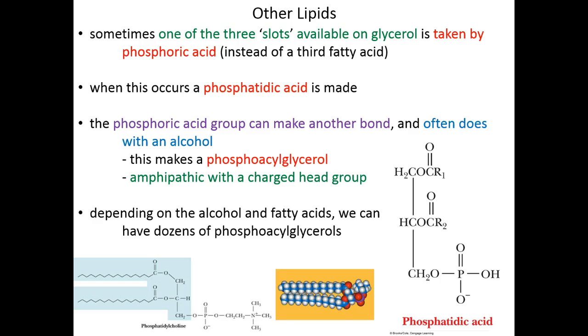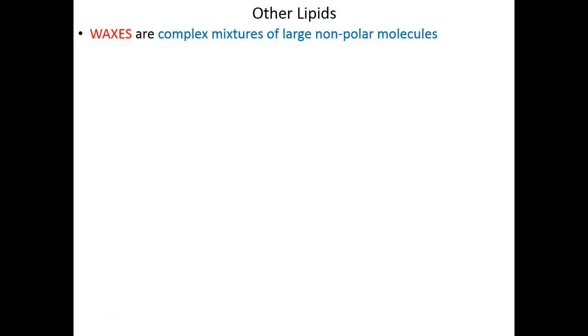Now there's a lot of variability in this group. We can change the alcohol, we can swap out different fatty acids, so we can have dozens, if not hundreds, of different types of phosphoacyl glycerols, but all of them share the similar structure of 2 fatty acids on a glycerol with a 3rd slot making a contact to a phosphate group that is then linked to an alcohol. Again, the primary component of the lipid bilayer.